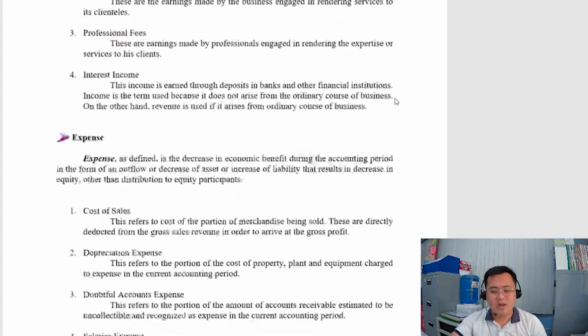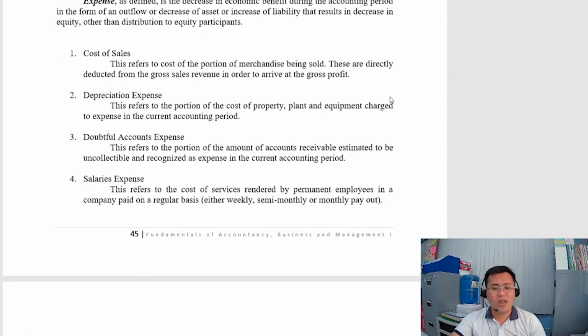Okay? Now let's go to expenses. What are expenses? Expense as defined is the decrease in economic benefit. Decrease. Your income is an increase, your expense is a decrease. During the accounting period, in the form of an outflow or decrease of assets or increase of liabilities that results in a decrease in equity other than distribution to equity participants.